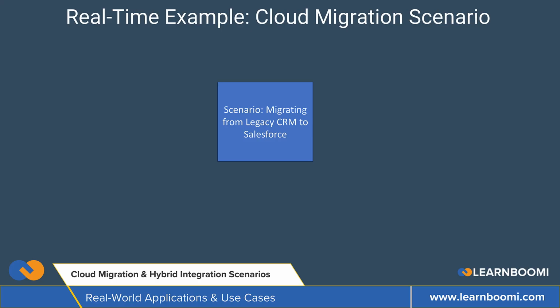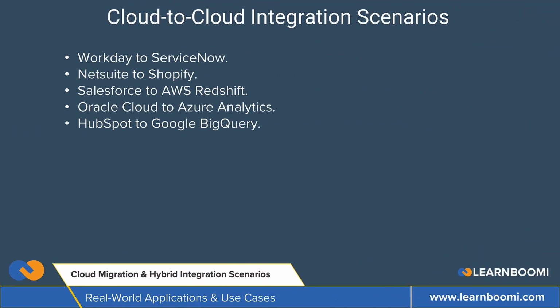And what is the result? Fast, secure migration with zero manual data handling. Then they have cloud-to-cloud integration scenarios. Boomi is also widely used in cloud-to-cloud migrations and integration scenarios such as Workday to ServiceNow, NetSuite to Shopify, Salesforce to AWS Redshift, Oracle Cloud to Azure Analytics, HubSpot to Google BigQuery. This is a very common scenario because organizations use multiple SaaS apps for different business functions.